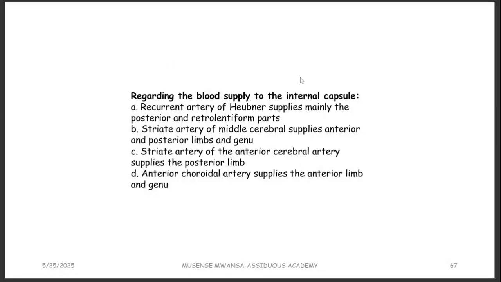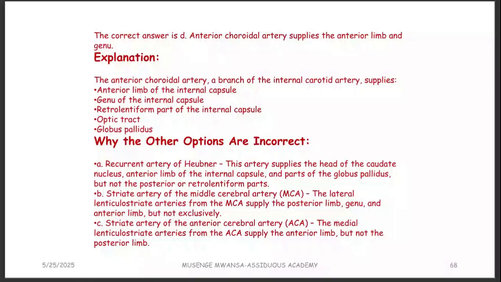Regarding the blood supply to the internal capsule, recurrent artery of Heubner supplies mainly the posterior... okay, we answered this already, didn't we? And we said the answer is B.